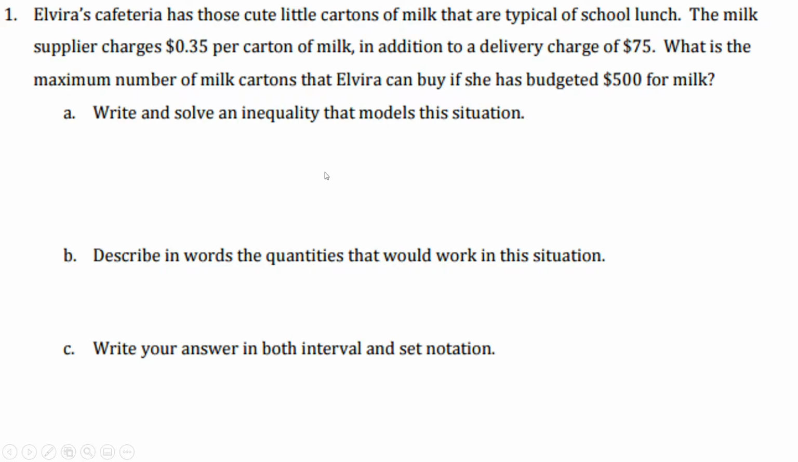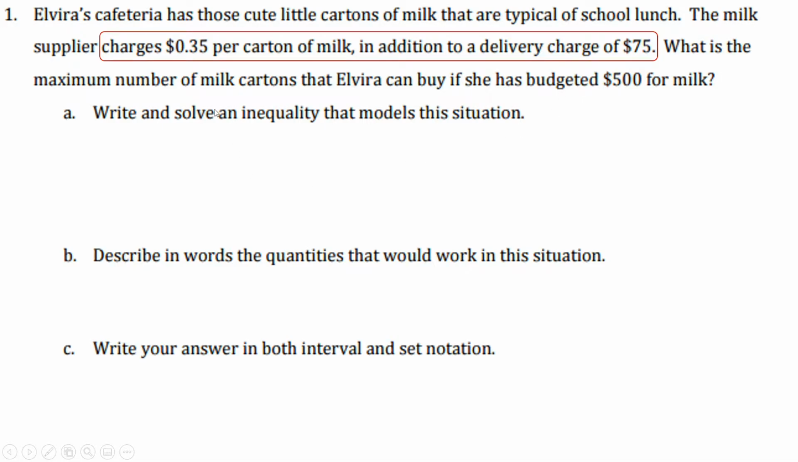So, Elvira's cafeteria has those cute little cartons of milk that are typical of school lunch. And those cute little cartons of milk existed over 50 years ago when I was in school too. We used to buy them for 5 cents each at lunch.